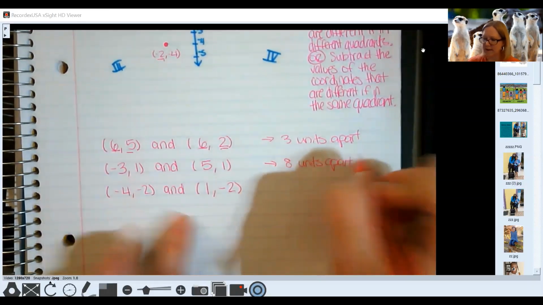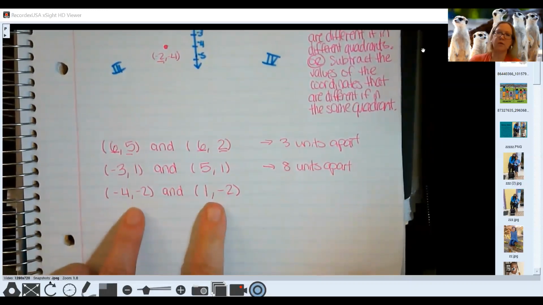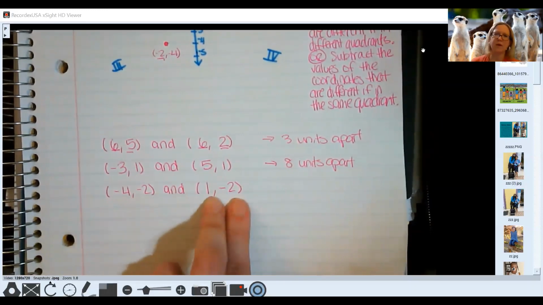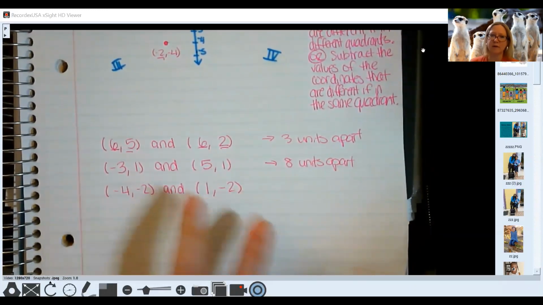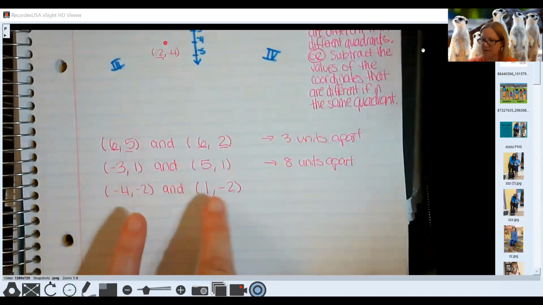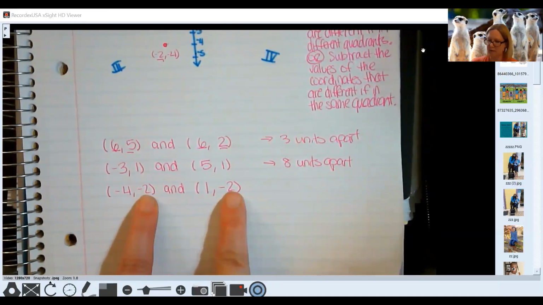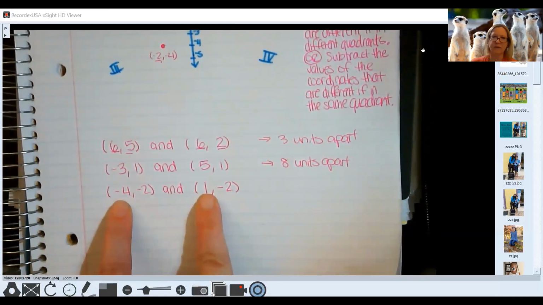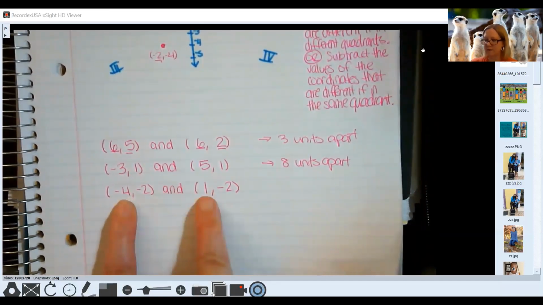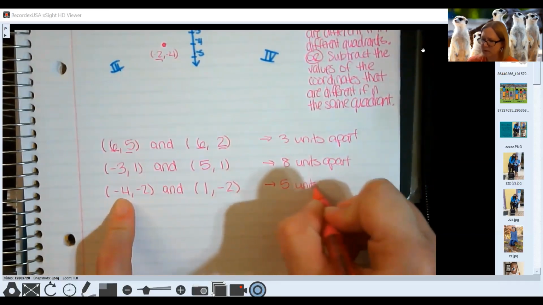All right, and then the third pair of coordinates, these are in different quadrants. That's because this has 2 negatives and this has 1 positive and then 1 negative. So I know that they're in different quadrants because the signs are not the same. Since they're in different quadrants, I would look for the coordinates that are different, not the y's, those are the same. So it's the x values. So I would add their absolute values, 4 plus 1, so that gives me 5. So those are 5 units apart.